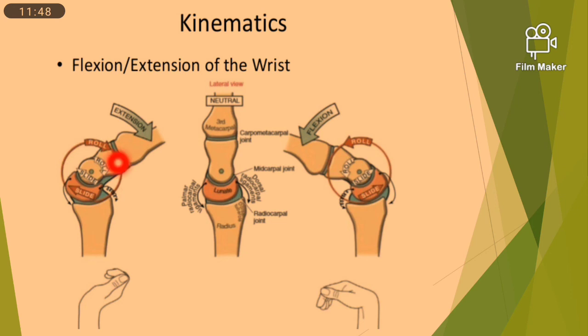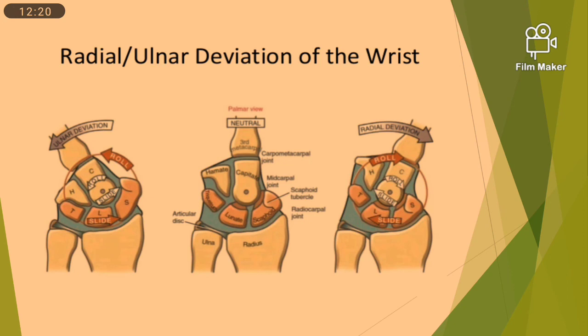Here you can see the sliding movements. This is flexion and this is extension, and this is the neutral position. And below you can see, you can tally with hand what is extended hand, what is flexed hand. Now this is radial and ulnar deviation. This is ulnar deviation. This is neutral position and this is radial deviation.